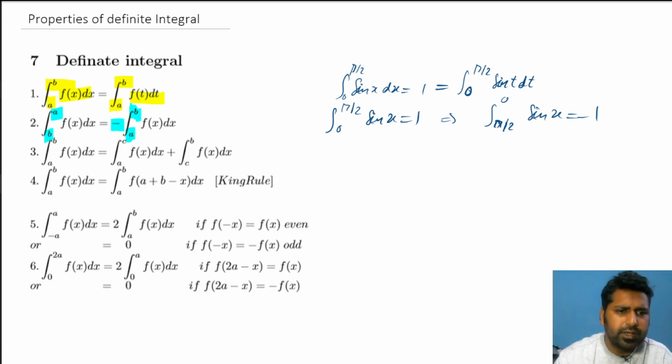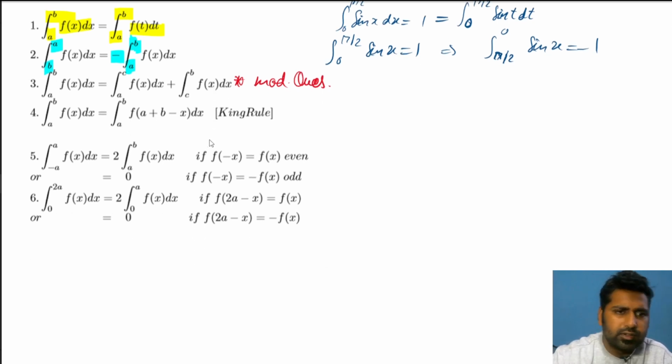Then the next property. The next property says that integration a to b f(x) dx is integration a to c f(x) dx plus integration c to b f(x) dx. Usually this kind of property will be dealt with in mod questions. Whenever you see a mod question, this property will be used. The idea is to first of all go through the basic meaning of this. What is the meaning of integration f(x) dx from a to b?